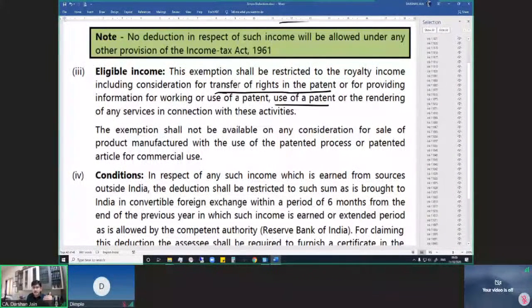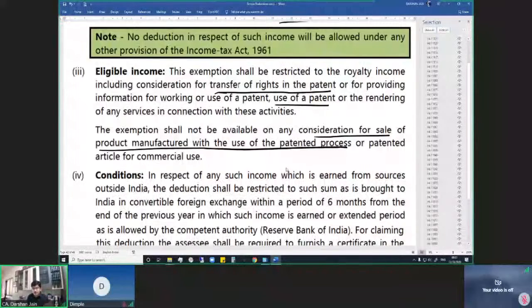So either you're transferring the entire right of the patent, you're selling it off, or you're providing the use of the patent or some information as to how to use a particular patented process. If you're doing that, any amount you receive would be eligible for deduction. But then what is not eligible? The exemption shall not be available for any consideration for sale of a product manufactured using the patented process or patented article.